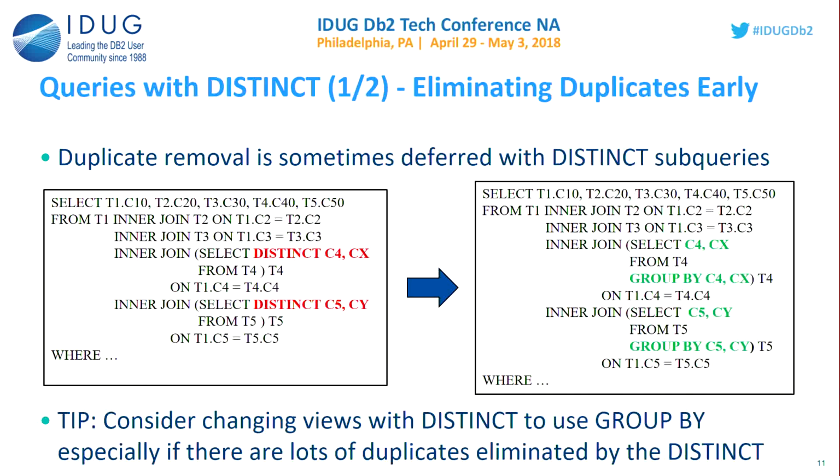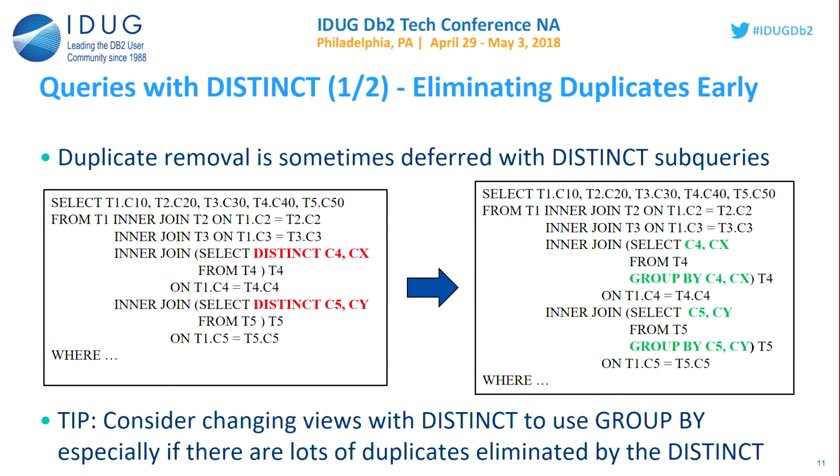Okay, so this is another similar kind of scenario. This is with distinct. Now, in this case, we have T1 joined to T2, T3, but we also have it joined to some select distinct queries. There could be a view which has a select distinct in it. So you could have a view with select distinct of some columns there. And in this case, I have two of those subqueries that we are joining.